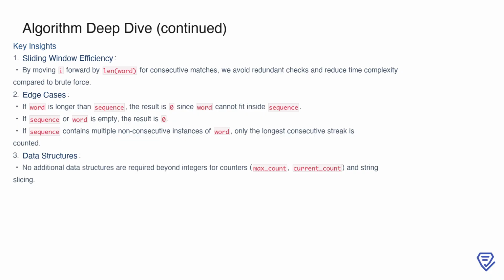Similarly, if either sequence or word is empty, the result should also be 0. Another important case is when sequence contains multiple non-consecutive instances of word, in which only the longest streak of consecutive repetitions is counted. Finally, it's worth noting that this approach does not require any additional data structures beyond simple integer counters and string slicing, making it both space-efficient and straightforward to implement.